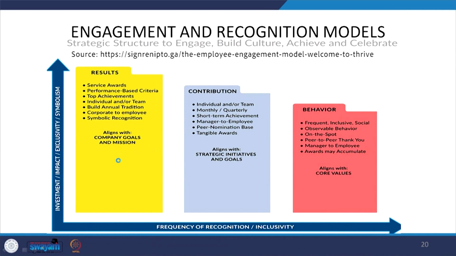On the y axis you will find investment, impact, exclusivity and symbolism, while on the x axis you will find frequency of recognition or inclusivity. Now the results. The strategic structure to engage, build culture, achieve and celebrate is very important, that is, the service awards. Whatever service awards there are, they are supposed to be recognized and aligned with the company goals and missions. If the service awards are not aligned with the company goals and mission, then it will not be possible for an organization to grow.